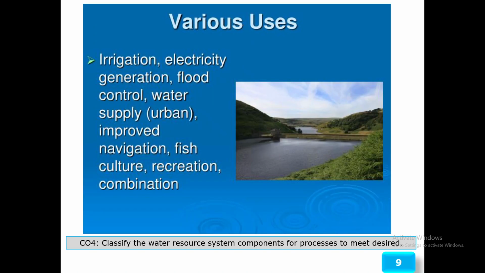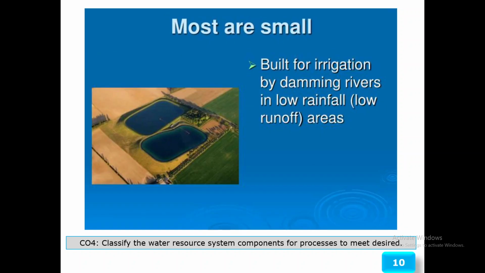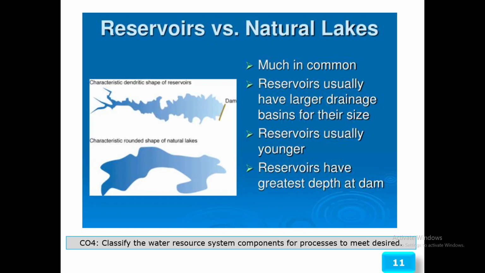See the various uses of the reservoir: irrigation, electricity generation, flood control, water supply for urban areas, improved navigation, fish culture, and recreation. Finally, we have to combine all of these. The most and small ones are built for irrigation by damming rivers in low rainfall, low runoff areas. Why? Because where the runoff rate is high, it is not suitable, so we have to find low runoff areas. How does the reservoir differ from the natural lake?